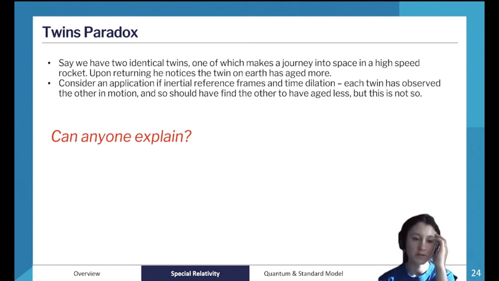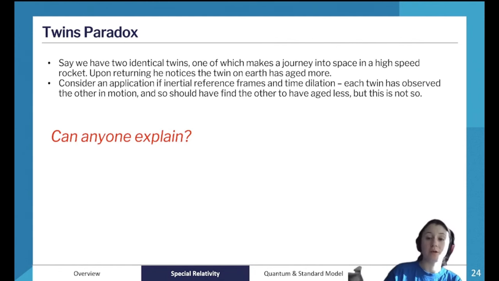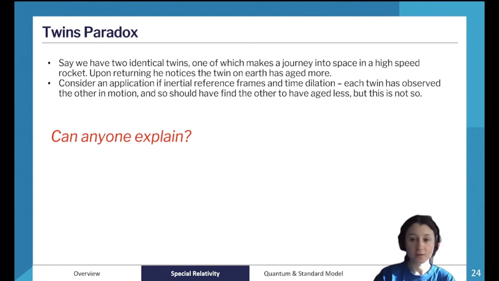So, consider an application of inertial reference frames and time dilation. Each twin has observed the other in motion, alright? So, they should have found out that the other had aged less or was younger, but this is not so. So thinking about the relativistic motion and the inertial reference frames, each of the twins sees the other one moving really fast, right? So the twin on the rocket looks back and sees the twin moving away from him on Earth really fast.